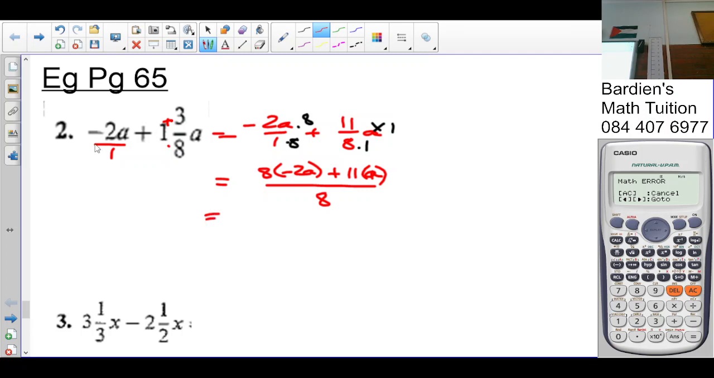So what's 8 times negative 2a? Negative 16a. What is 11 times a? 11a. Over 8. Now you go on your number line. Negative 16a plus 11a. Whoever said 5, don't use your head. Say negative 5. Okay? You all agree with that? Negative 5a over 8. Any confusion here? No?